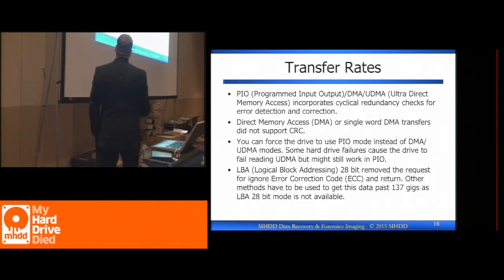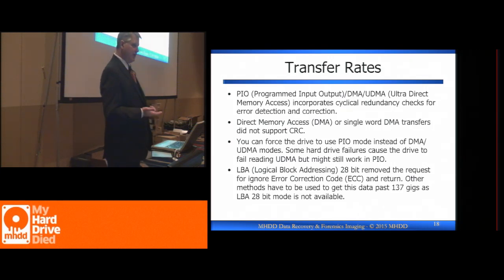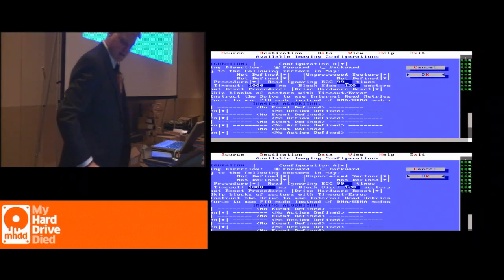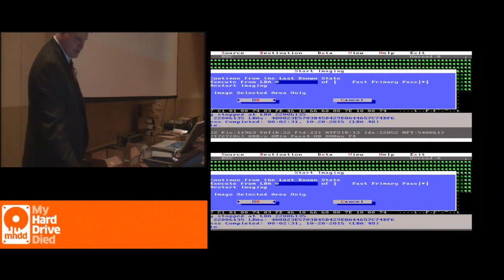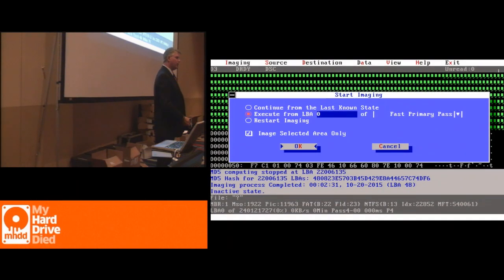So these are the 4 primary things that you would deal with, which are PIO mode, DMA mode, using LBA 28-bit and LBA 48-bit mode. And those things are all reflected in the tools. As an example, when I'm imaging, if I was imaging here, you see down here at the bottom on the right-hand side, there's a P4. P4 means I'm in PIO mode. 4 means 48-bit mode.